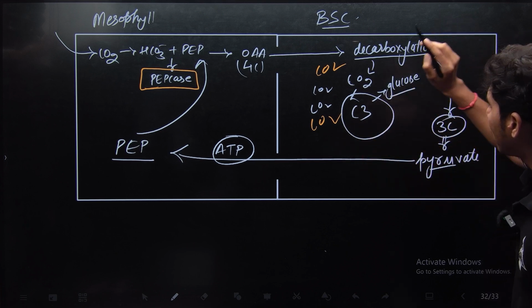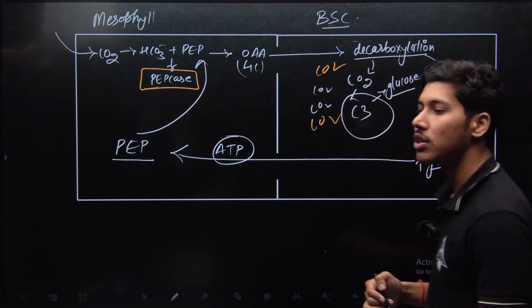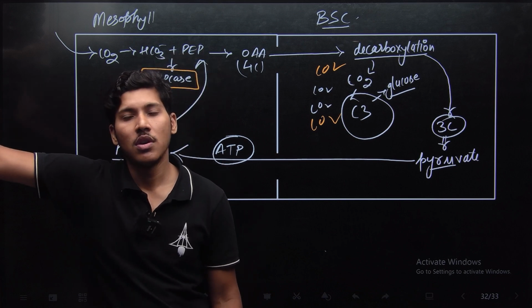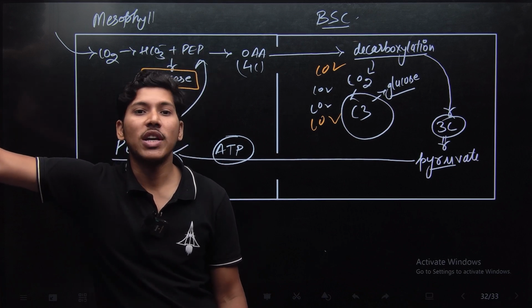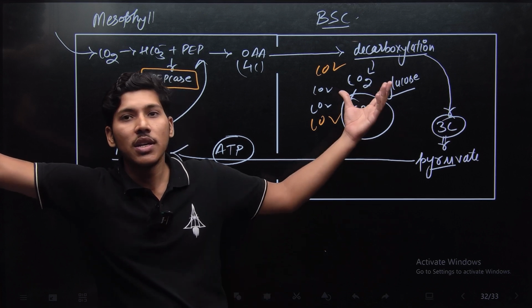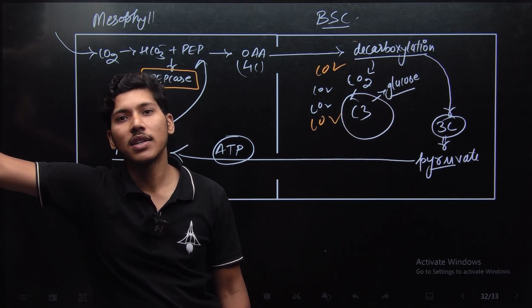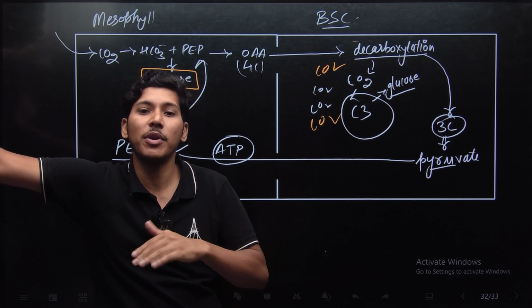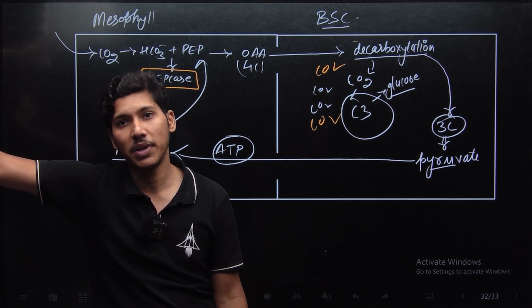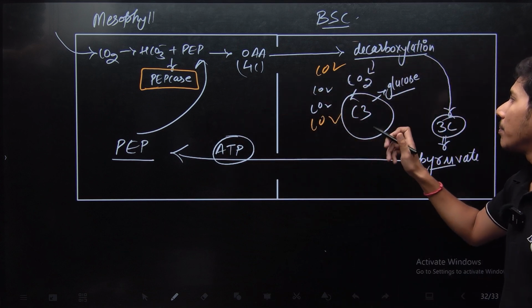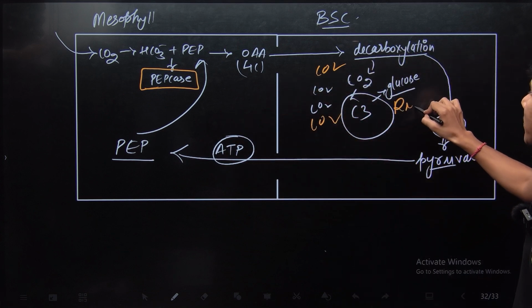Okay, and due to increased CO2 count, there will be no process known as photorespiration that will happen here. Because Rubisco has both the properties, but here CO2 is present in very large amount. That's why there will be no photorespiration. And here the C3 cycle will happen because we have the Rubisco enzyme present.